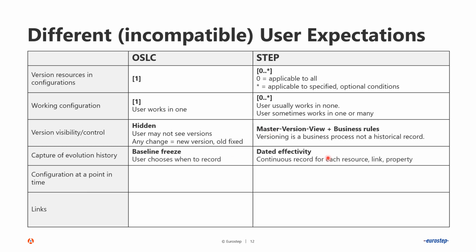Then we get on to evolution history. In the OSLC type of configuration management, the user chooses when to make a baseline freeze. So they decide at this point, I'm going to freeze this and I will have that record. Whereas in the STEP types of configuration management, there is dated effectivity. So this is a continuous record of the changes over time for each resource, each link, and each property.